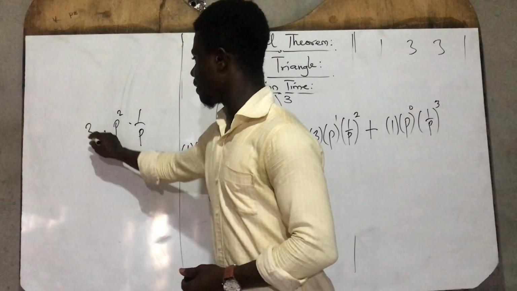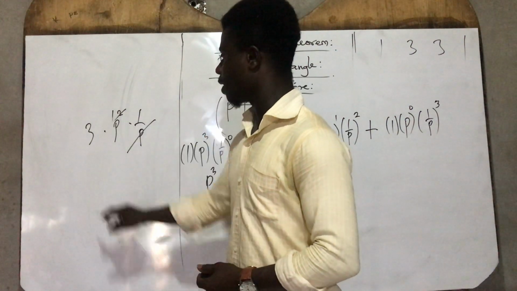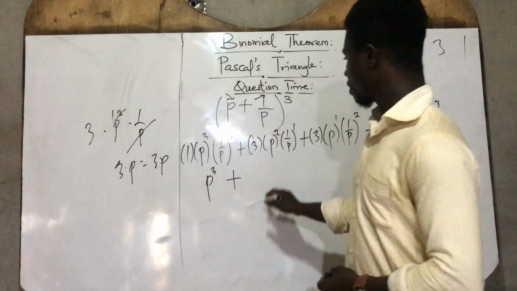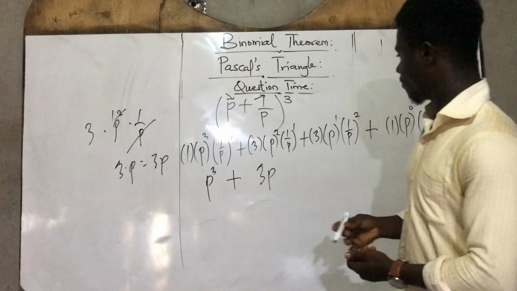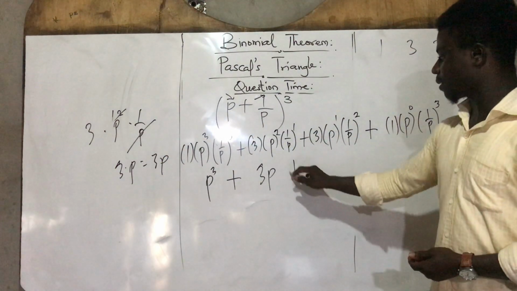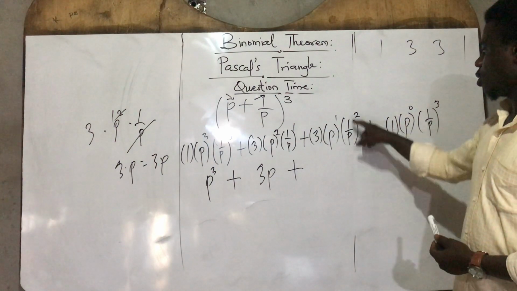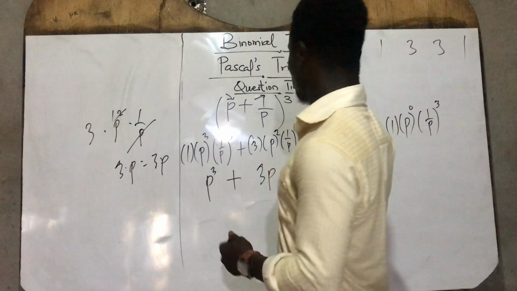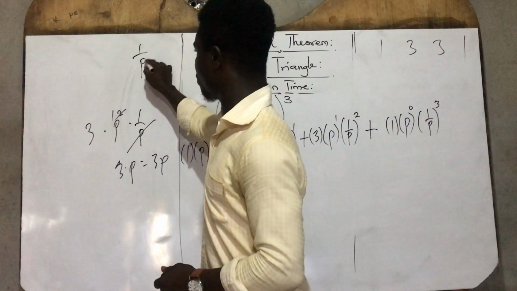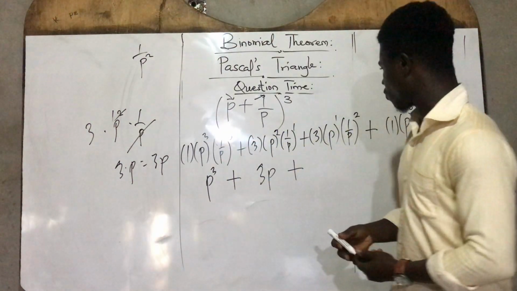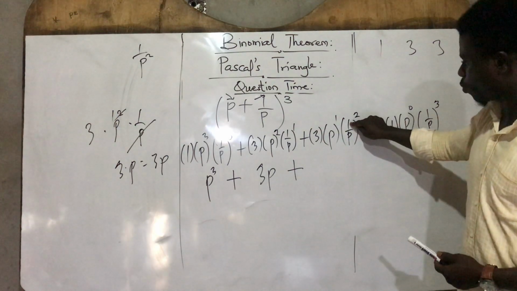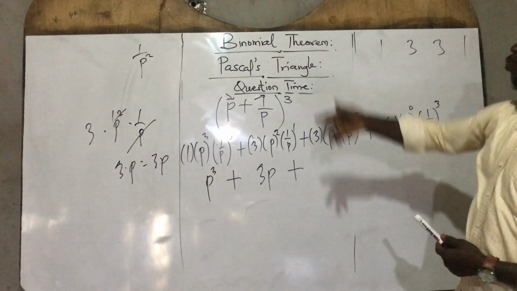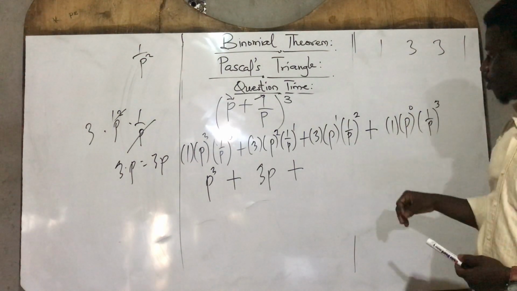P squared, then times 3. This p cancels 1 of that. So we have 3 times p, which is 3p, right? So I have 3p. Then plus 1 on p squared. So 1 on p all squared is the same thing as 1 on p squared. I believe you know where it is coming from, because these two affect this one, and also these two affect this p. So 1 to the power 2 is 1. So we get 1 on p squared.